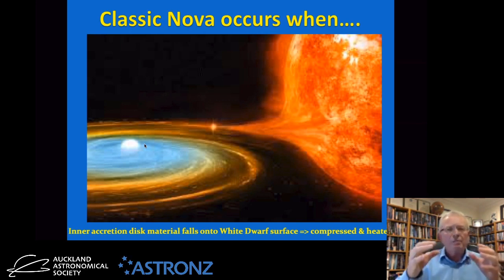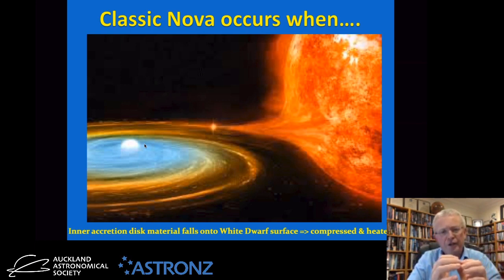So as all this material and particles that once originated from the red dwarf deposit themselves on the white dwarf, they get more and more compressed. More gets layered on top of it, and they get squashed and compressed down and heat up and heat up and heat up.